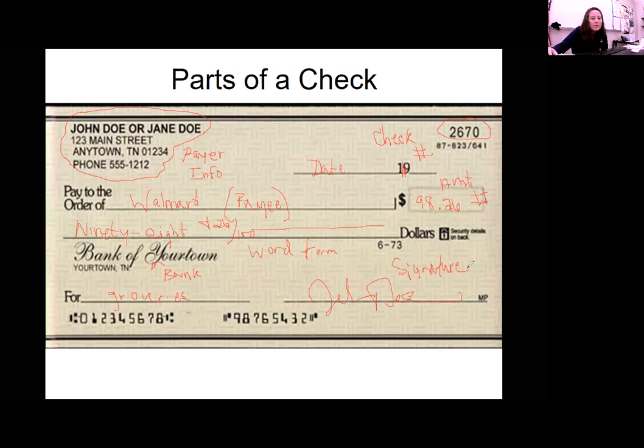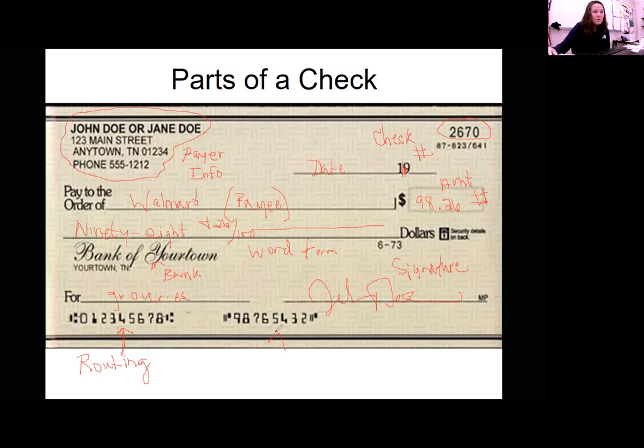Signature. Now, these 2 numbers down here are very important, especially to the bank. This right here is called your routing number. So like a bus route, this gets your check that you write back to your bank. So it's the route that the check has to take to get back to your bank.